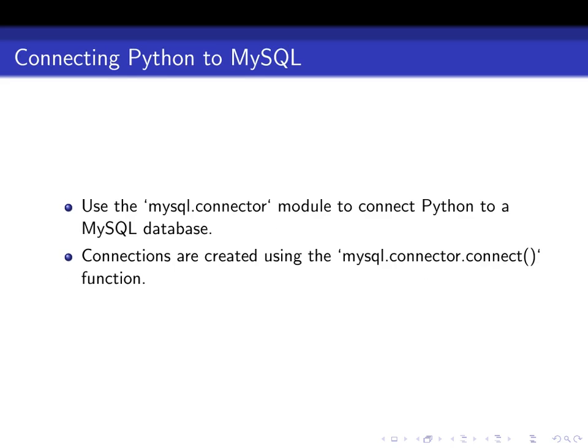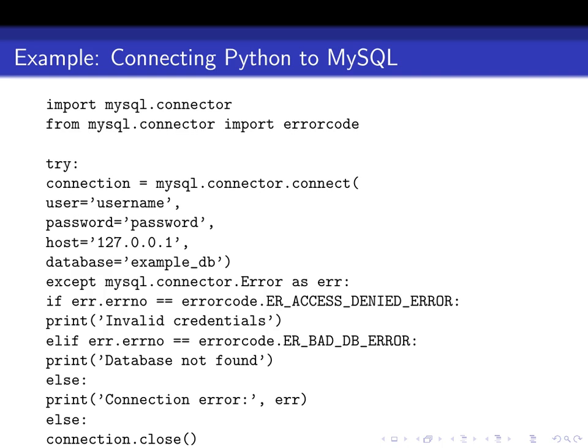Connecting Python to MySQL is straightforward with the MySQL connector module. You use the mysql.connector.connect function to establish a connection. In this example, we demonstrate the use of the connect function. This function requires login credentials, database details, and the host address. It's good practice to wrap the connection process in a try-except block to handle errors such as invalid credentials or missing databases gracefully. Once the connection is successful, you can close it when it's no longer needed.